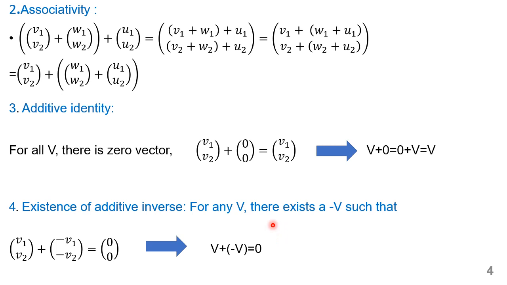The fourth axiom says the existence of additive inverse. For any v, there exists a minus v, such that there is a vector space v having vectors v1, v2. I will add it to minus v1 minus v2. The resultant vector is the 0 vector, having elements 0 and 0. In general, I can write it as v plus minus v is equal to 0.